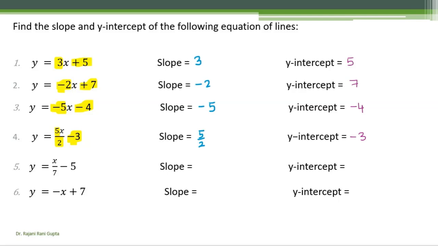Similarly, if you look at the next example, y = x/7 - 5. In the denominator we have 7, but in the numerator we don't have anything, which means it's 1. So 1/7 is the slope. And the y-intercept is minus 5.